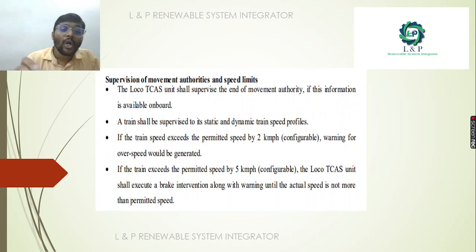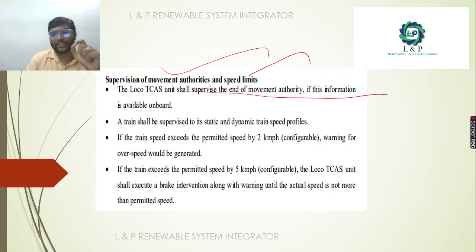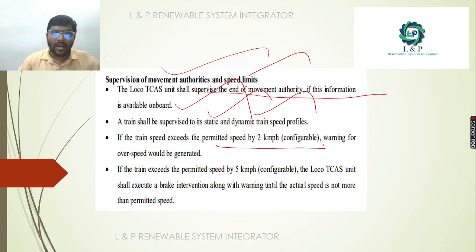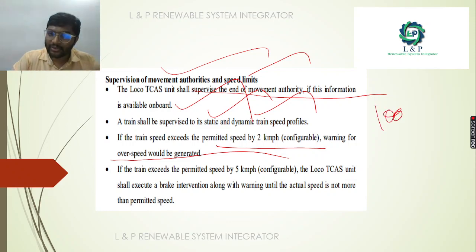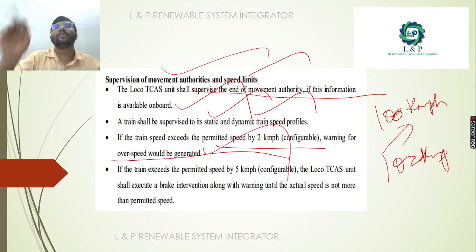Next most important thing is the supervision of the movement authorities and the speed limits. So the loco train collision avoidance system will supervise the end of movement authority. If this information is available on the board, then the train shall be supervised for its static and dynamic speed profiles. If the train speed exceeds the limit by 2 km/h, a warning of overspeed will be generated immediately. Consider a situation where it should pass at a speed of 100 km/h. If it exceeds the speed from 100 to 102, immediately a warning of overspeed will be generated.